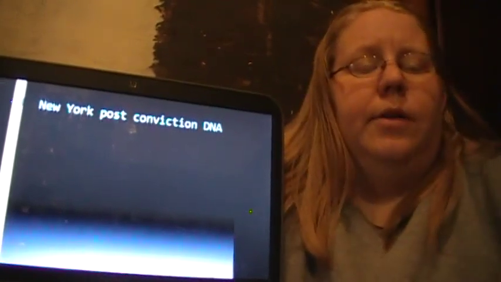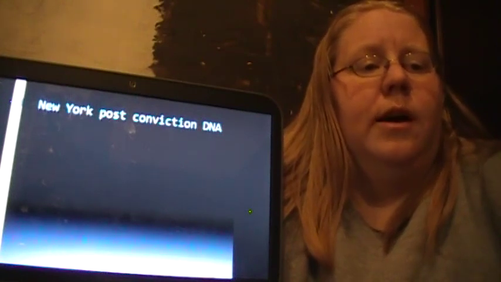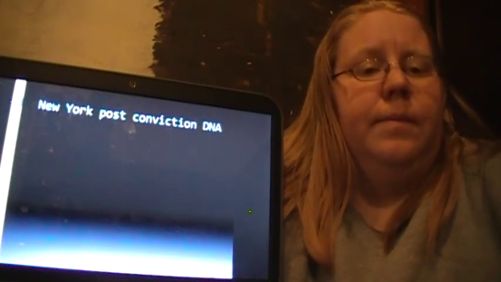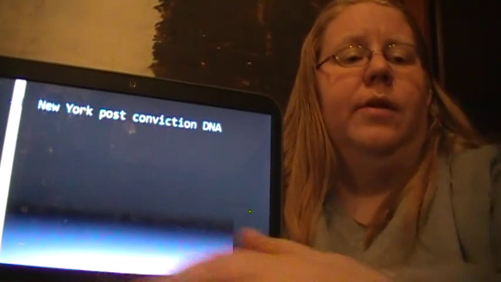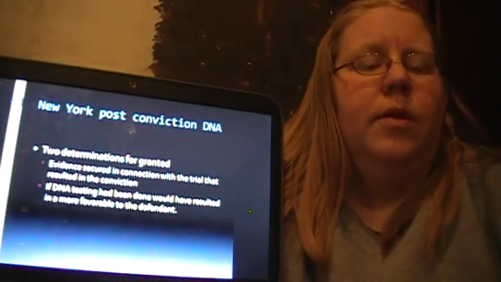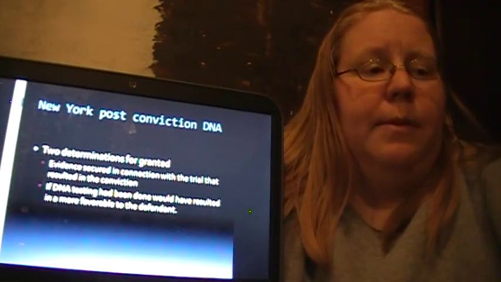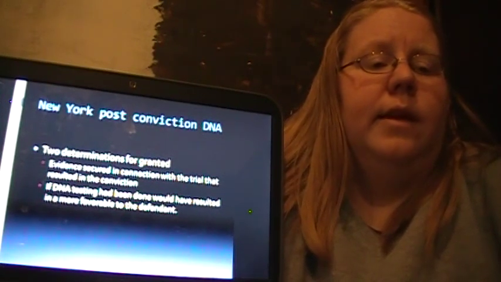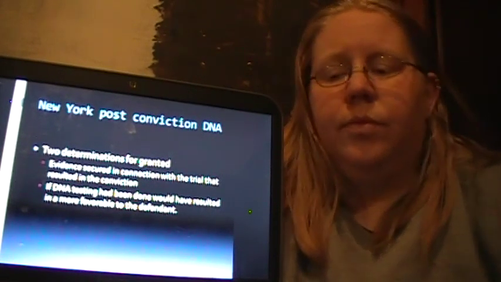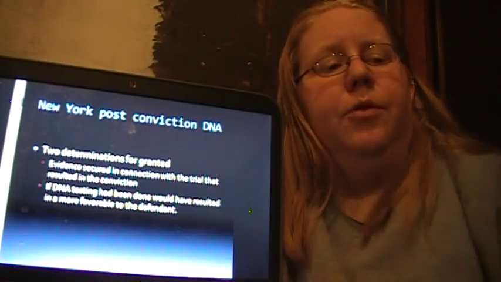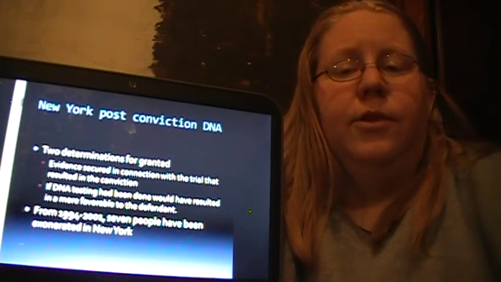New York is a pioneer in post-conviction DNA testing. In 1994, New York passed a law for post-conviction DNA testing. There are 2 criteria that an inmate must meet in order to be granted testing. The first is that the evidence must have been secured at the time of the trial. The second is if the testing would result more favorably to the defendant. From 1994 until 2001, 7 people have been exonerated through this law.